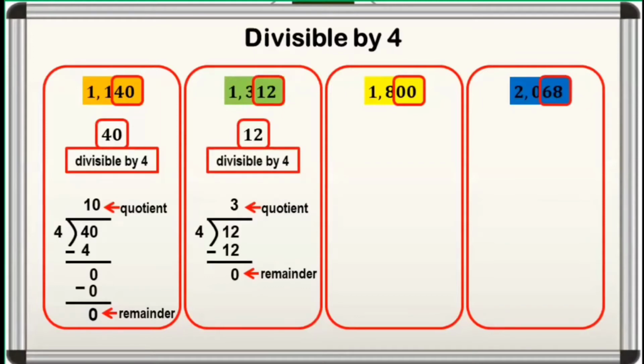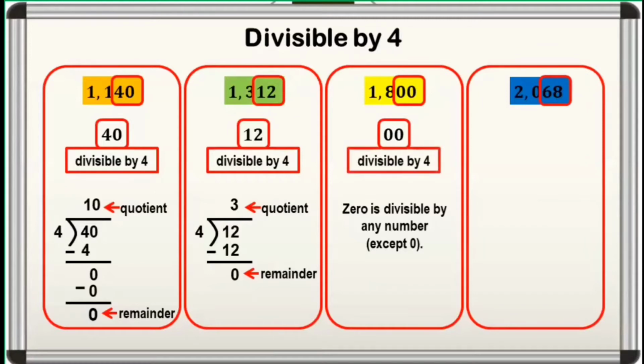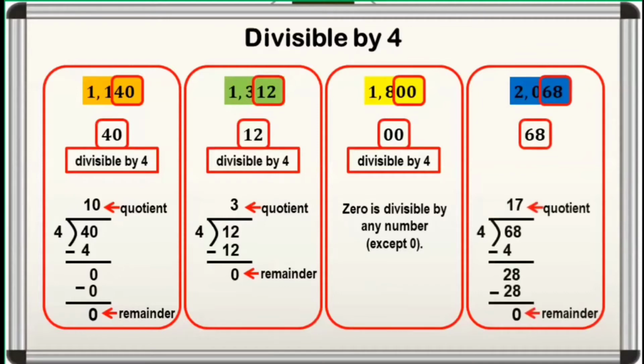For the third one, the number formed by its last 2 digits is 0. We know that 0 divided by any number, except of course by 0, is equal to 0. Hence, 0 is divisible by 4. And for the fourth one, the number formed by its last 2 digits is 68. And 68 divided by 4 leaves a 0 remainder. Hence, 68 is divisible by 4.